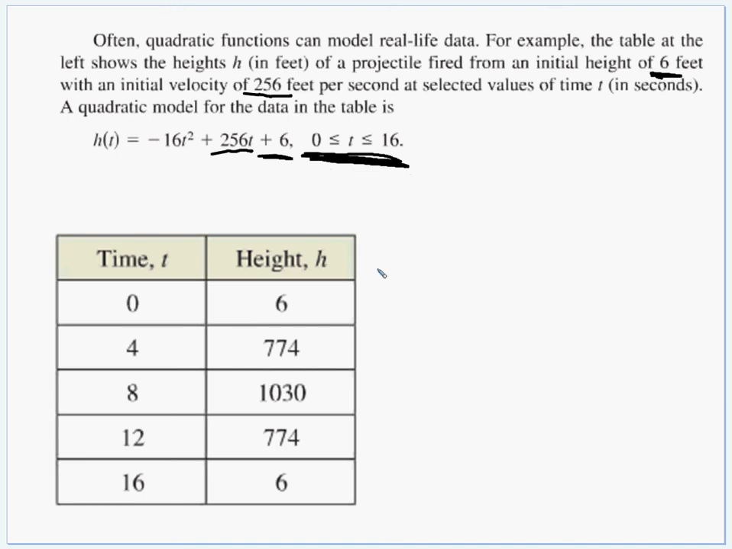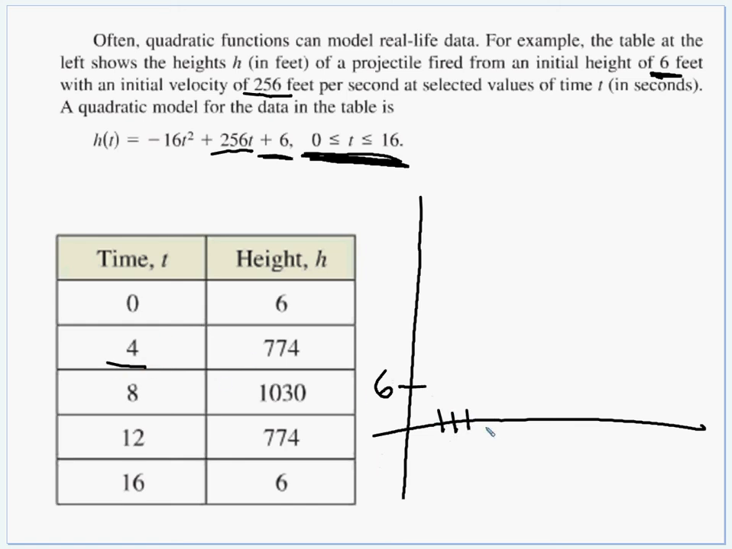And what it says here, if we draw a little graph, at time 0, we're 6 feet off the ground. At time 4, if we go out 4 seconds, and this will not be to scale, we're up at 774 feet. And then at 8 seconds, we're way up at 1,030 feet.